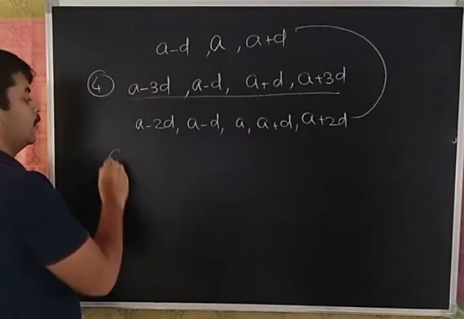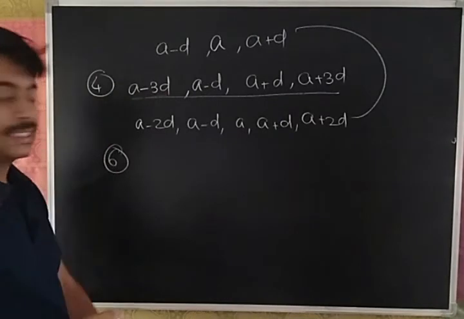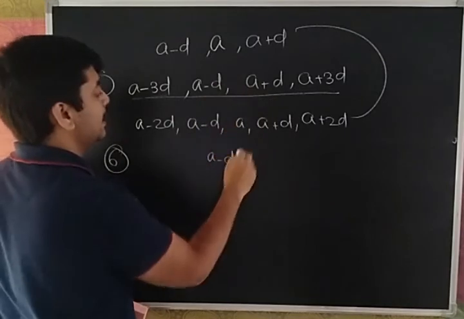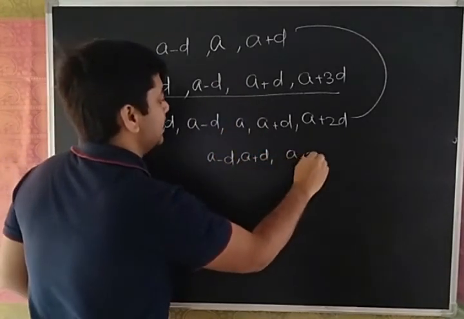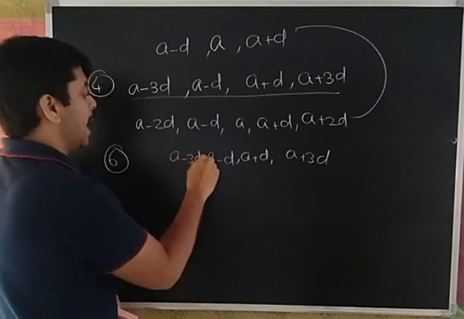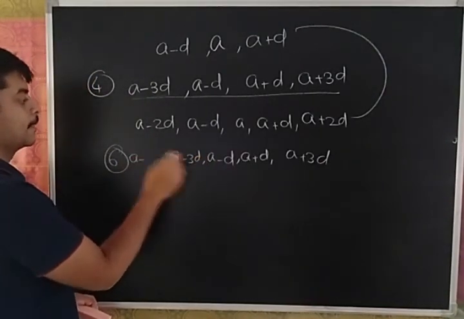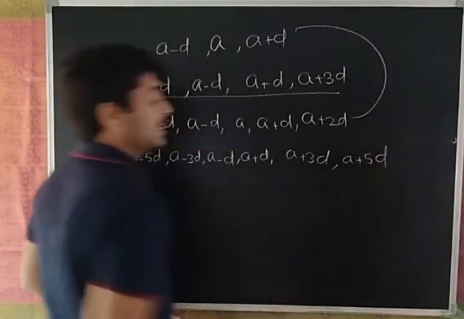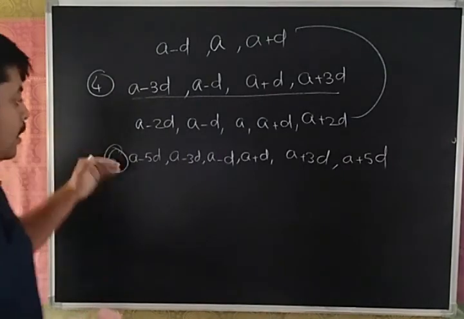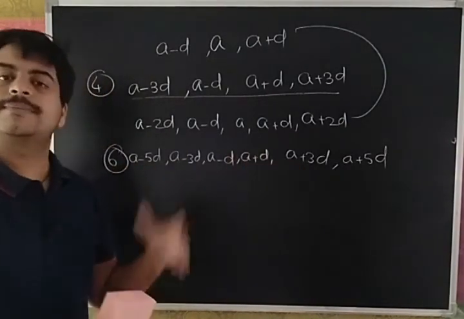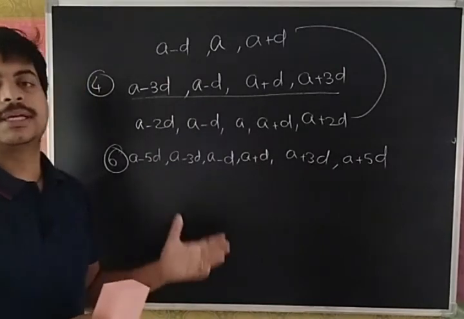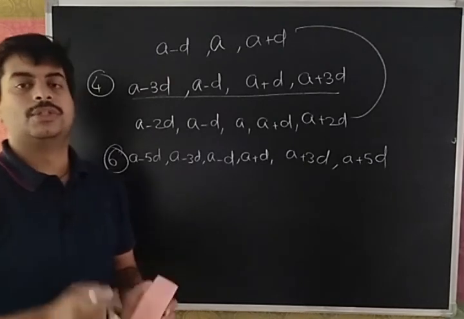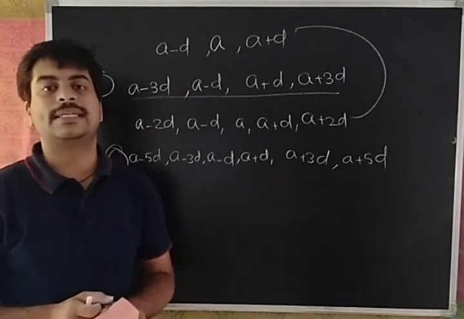And this is 4 terms. How will you take if you need 6 terms? If you need 6 terms, the same process: A minus D, A plus D, A plus 3D, A minus 3D, and one more term behind this will be A minus 5D, and here you will also get A plus 5D. So if you need 6 terms, you select these as the required 6 terms, and when you add all these, D gets cancelled. Understood? So this is how we select the terms in arithmetic progression.